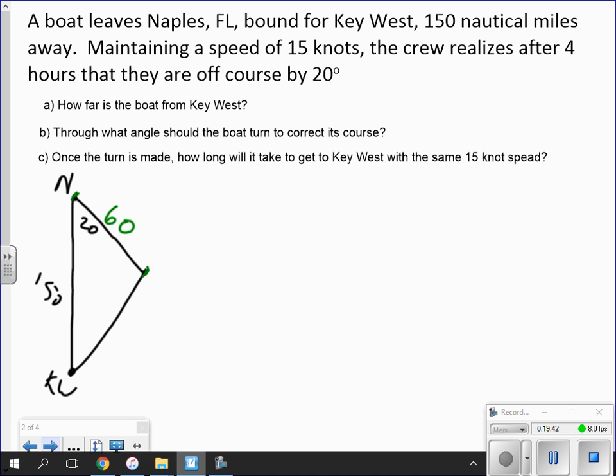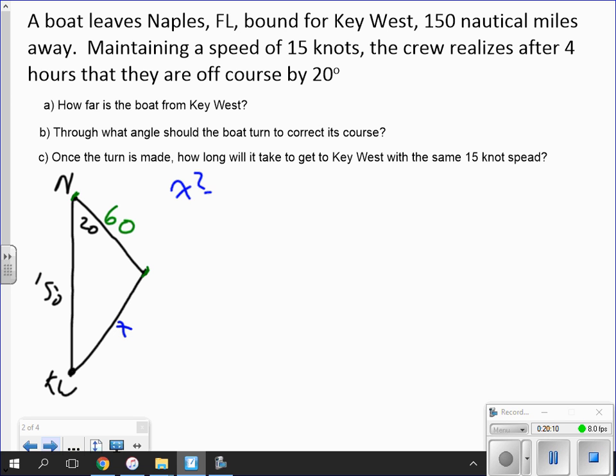So we have that. Now we can solve for some of our other parts. So how far away is the boat? We want to look for that. So you want to find that distance there. That will answer our question A. Right? Not a big deal. We have two sides and the angle between them. Two sides and the angle between them, that's the law of cosines.